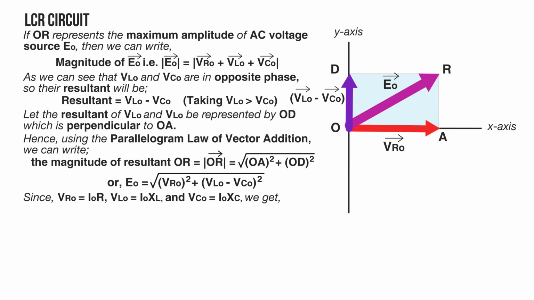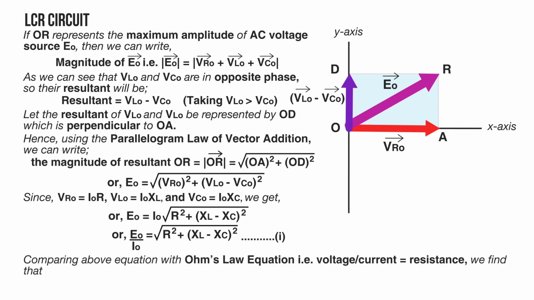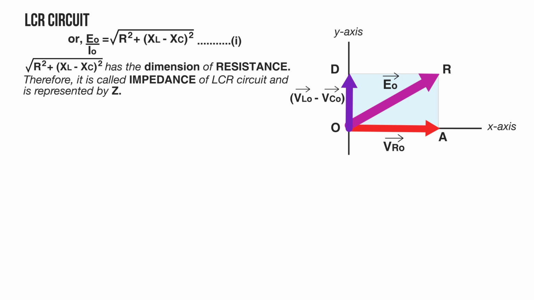Since VR0 equals to I0 times R, VL0 equals to I0 times XL, and VC0 equals to I0 times XC, we get E0 equals to I0 times under root R square plus XL minus XC whole square, or E0 divided by I0 equals to under root R square plus XL minus XC whole square. Let it be equation 1. Comparing above equation with Ohm's law equation, that is voltage divided by current equals to resistance, we find that under root R square plus XL minus XC whole square has the dimension of resistance. Therefore, it is called impedance of LCR circuit and is represented by Z.